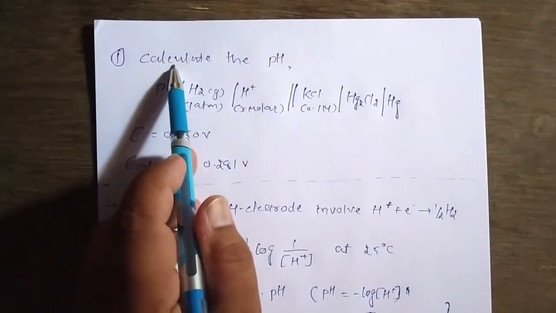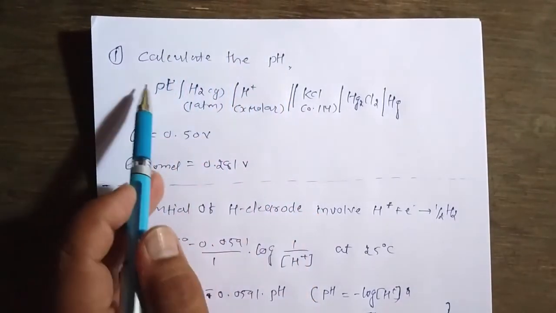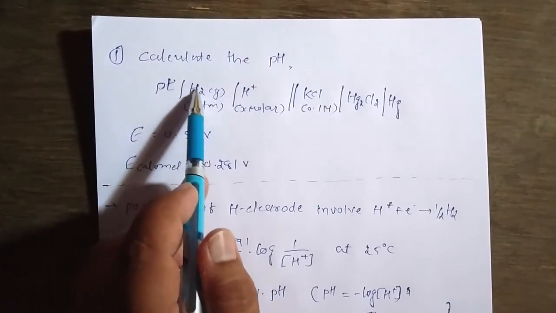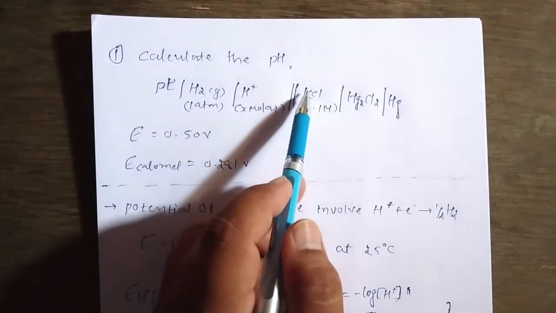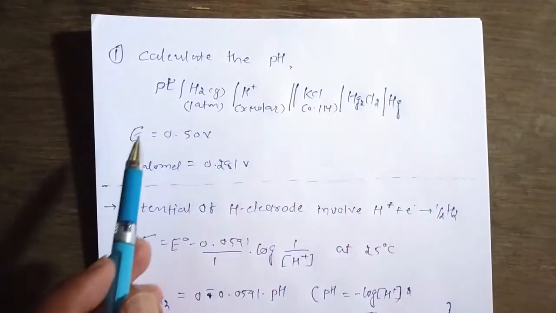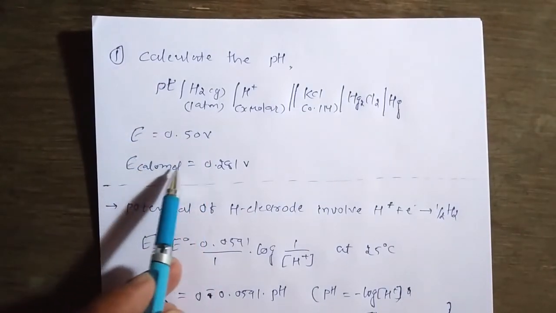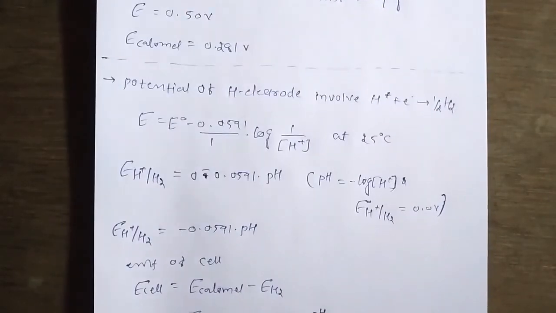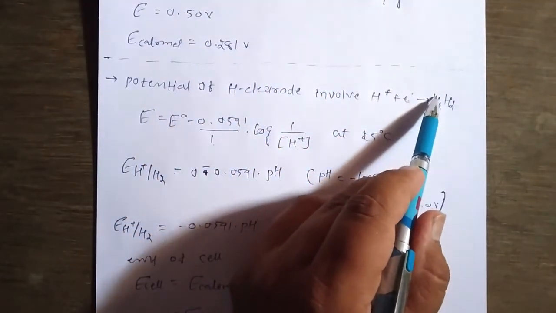Now we discuss some examples based on electrochemistry. First one, calculate the pH value from the given data. The cell representation is platinum | H2 gas at 1 atmosphere | H plus, x molar || KCl 0.1 molar | Hg2Cl2 | Hg, and E cell is equal to 0.50 volt and E calomel is equal to 0.281 volt. Now the potential of the H electrode involves H plus getting 1 electron, which gives 1/2 H2 gas.